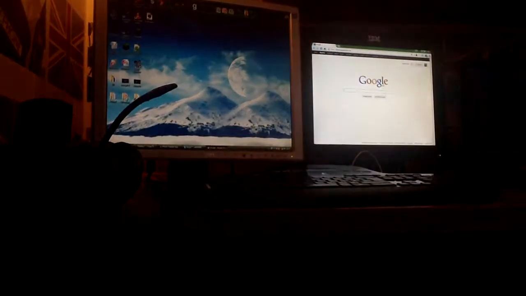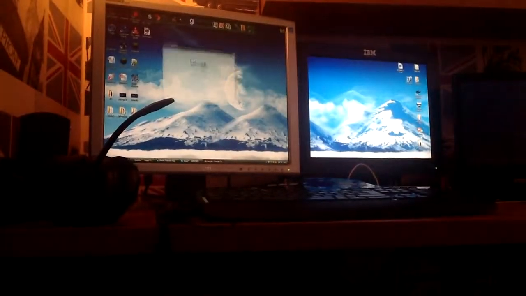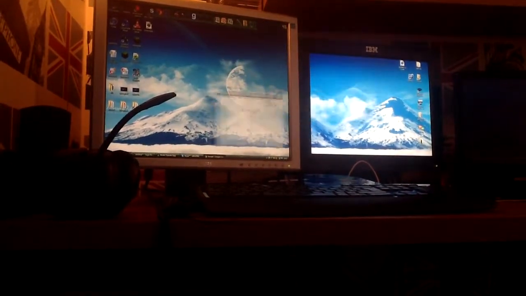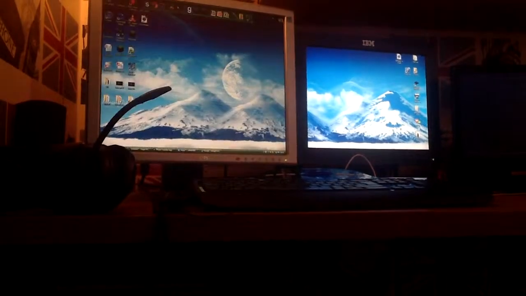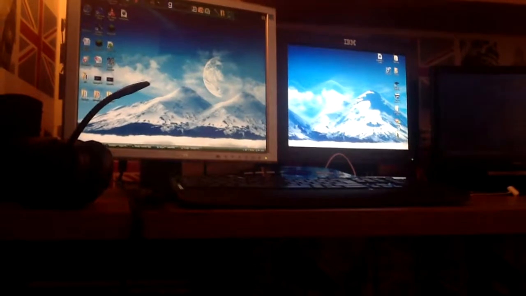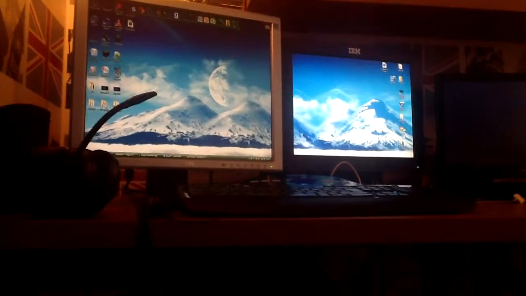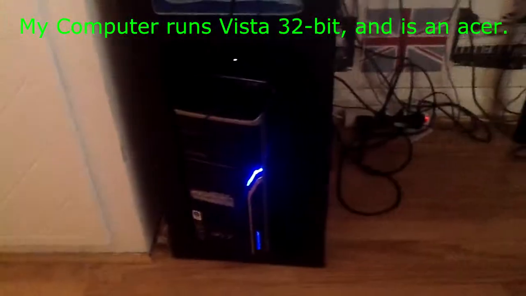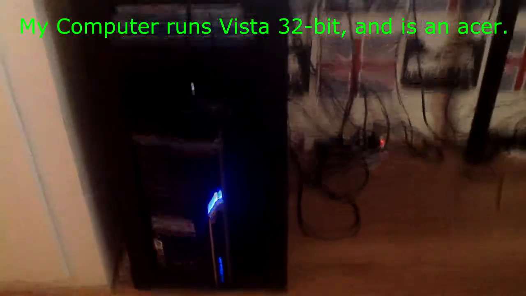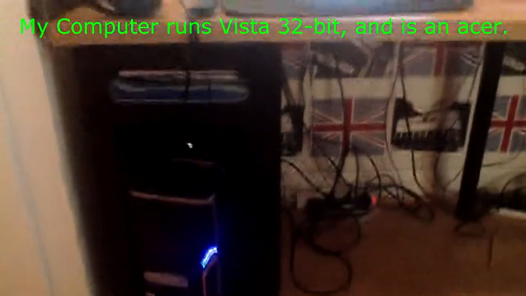You can see I'm dragging Google from one to the other. It's a shame because one is bigger than the other, as I couldn't get two of the same. Also, you can see my desktop picture goes across, as well as when I use my mouse to go across. Here you can see this is my computer tower and a lot of cables on the right, but other than that, there's not much to say.